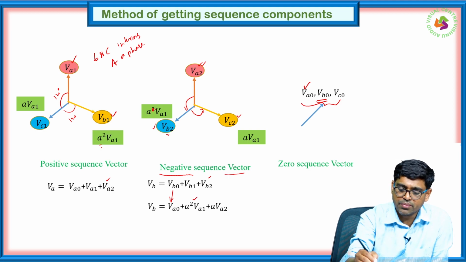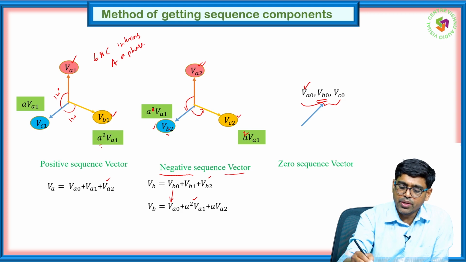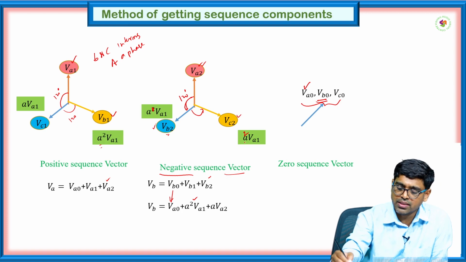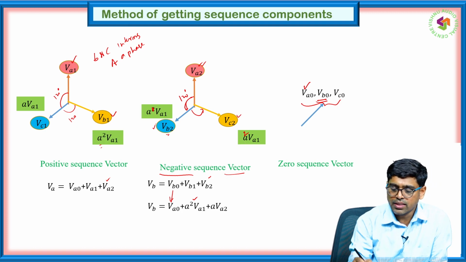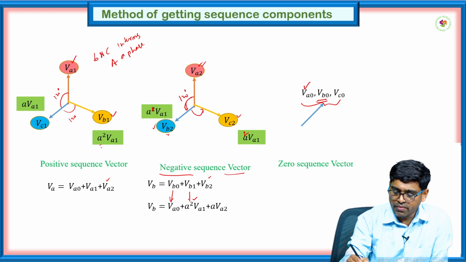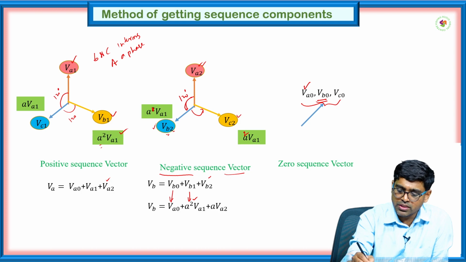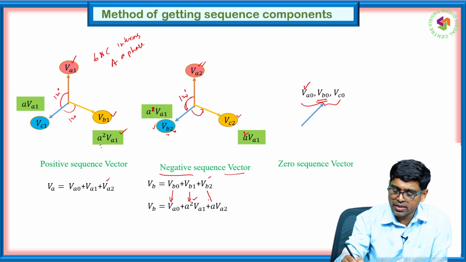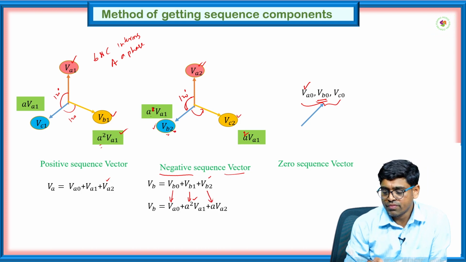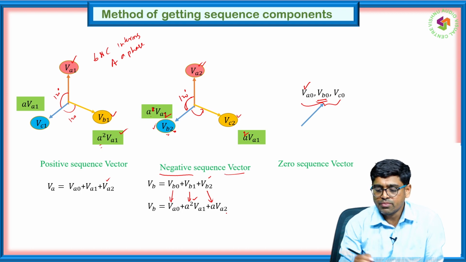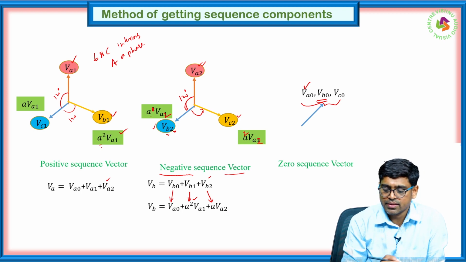VB2 has a 120 degree displacement, so it is a times VA2. So VB1 is a squared times VA1, and VB2 is a times VA2.